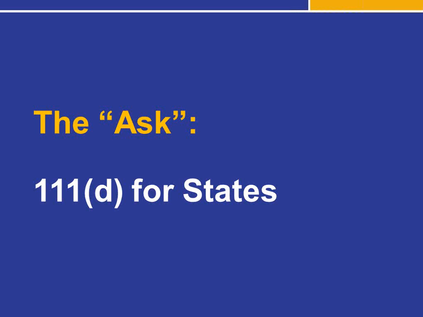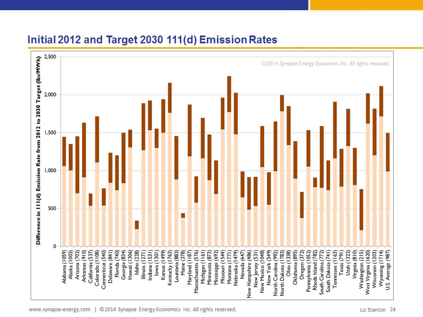So let's move on to talk about what states are being asked to do. And I've got some images here that hopefully are helpful in understanding this a little bit. Let me talk you through this, and then we'll be seeing a lot of similar images that all have the states going across the bottom. In this first group of images that I'm showing you, I'm showing two things. One is the initial 2012 rate, that's the high one, the brown, and the lower value that you're seeing is the target 2030 emissions rates.